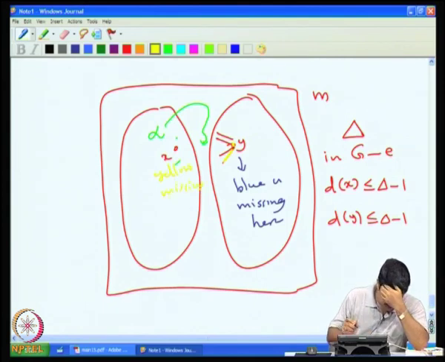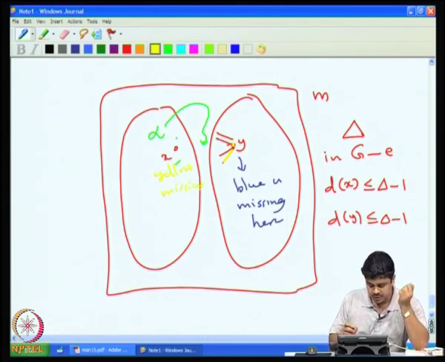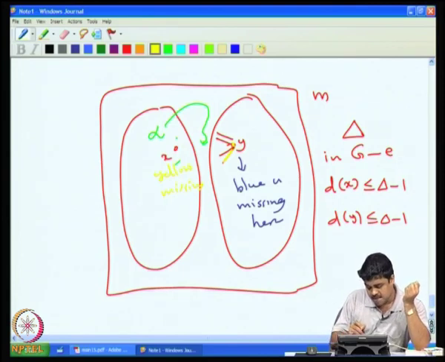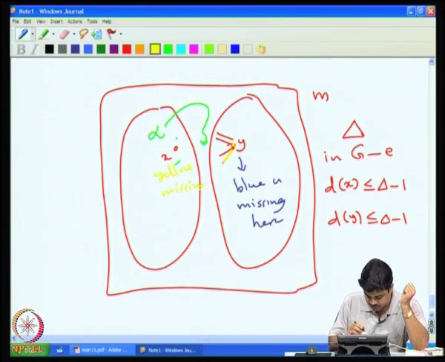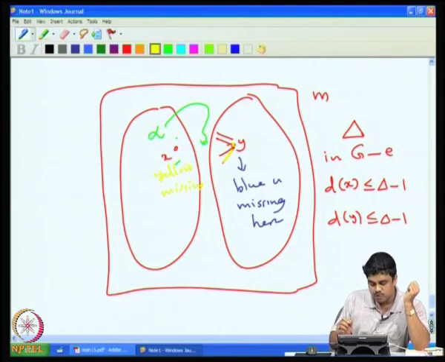right. So, what we can try to do now is somehow make both the missing colors at x and y the same. If the missing colors at x and y are same, then we can use that color to color xy, right, because then there will not be any conflict, x also will be happy, y also will be happy. But how can I do that?